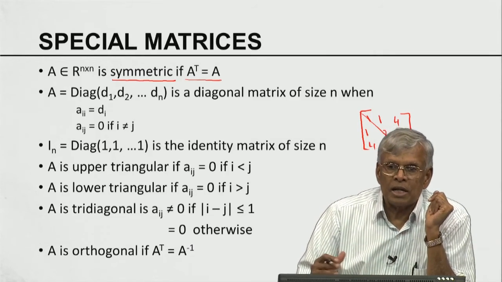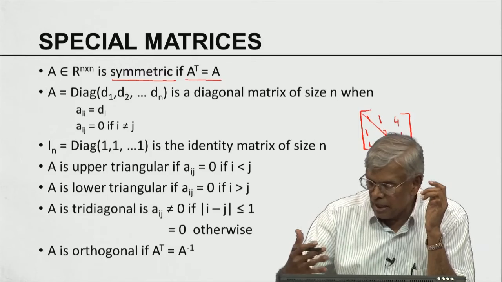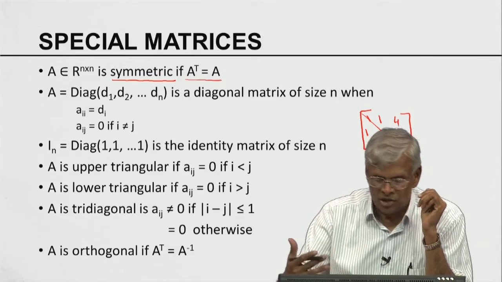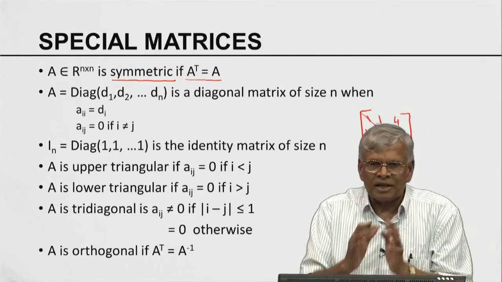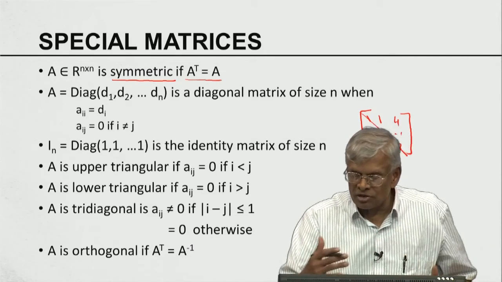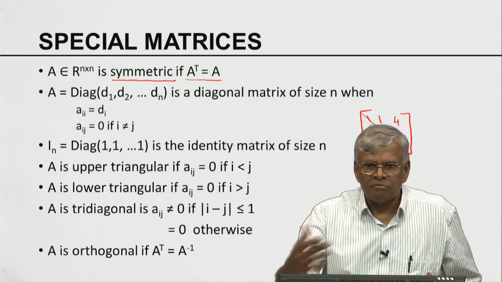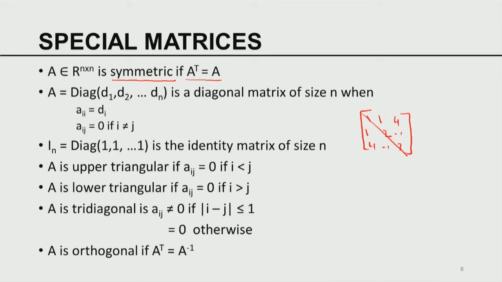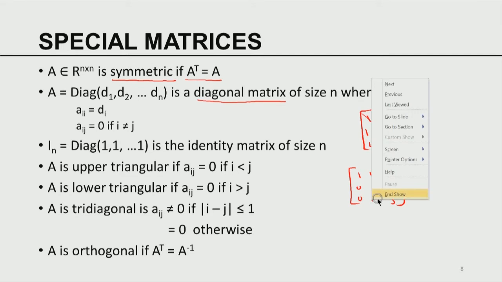If A transpose is equal to A, it means the upper half and the lower half are mirror images of each other. So symmetric matrices are a special class of matrices. There is a restriction. The restriction comes from the fact the upper half must be a mirror image of the lower half. A matrix could be a diagonal matrix. In this case, there are only diagonal elements. All the non-diagonal elements are 0. So what is an example of a diagonal matrix? An example of a diagonal matrix is 1, 2, 3 along the diagonal, and 0 everywhere else. That is an example of a diagonal matrix.